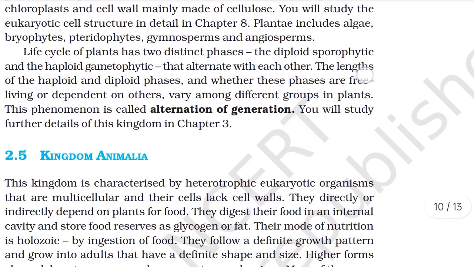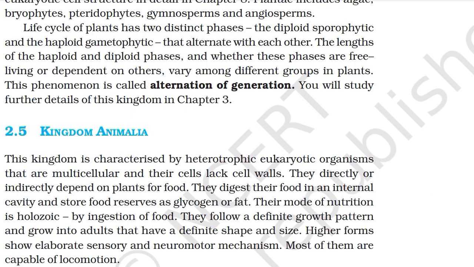Life cycle of plants has two distinct phases, the diploid sporophytic and the haploid gametophytic, that alternate with each other. The lengths of the haploid and diploid phases, and whether these phases are free living or dependent on others, vary among different groups in plants. This phenomenon is called alternation of generation. You will study further details of this kingdom in Chapter 3.